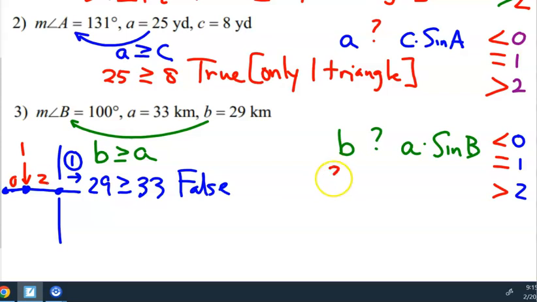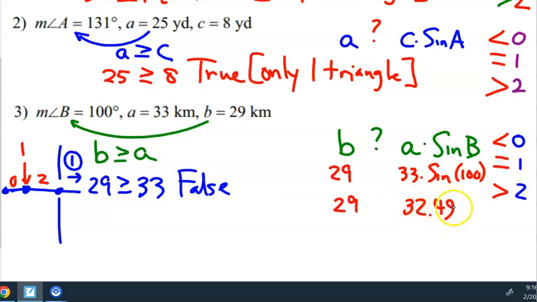So B is 29. A is 33 times the sine of 100 degrees. And we're going to make a comparison between these two sides and decide how many triangles there are. Right, so 33 times the sine of 100 is 32.499. So that means we're looking at it's less than situation. So it's less than means there are no triangles.